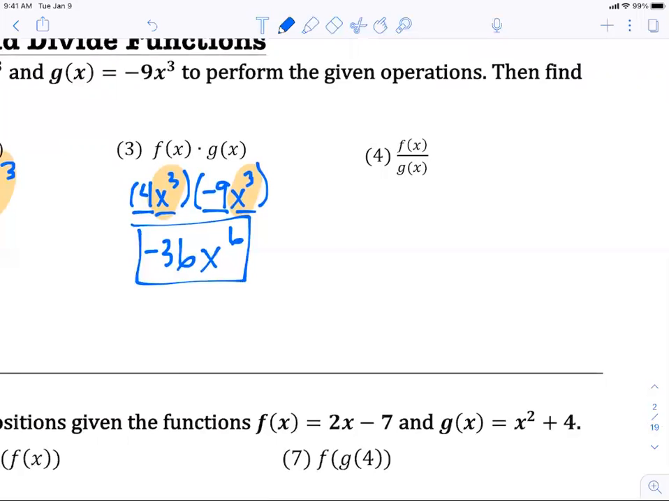I want you to pause your video and give number 4 a shot. Figure out what f of x divided by g of x is, and make sure you simplify. So give this one a try.